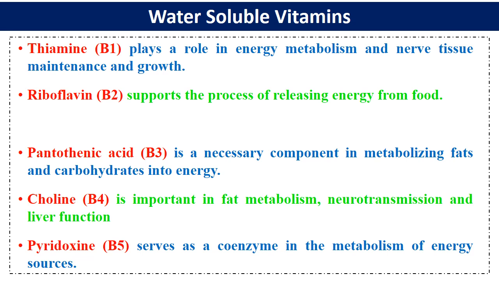Then choline is important in fat metabolism, neurotransmission and liver function. And pyridoxine B5 serves as a coenzyme in the metabolism of energy sources. All these B vitamins are comparatively good sources in meat and meat origin byproducts. So that's how meat and byproducts are a very important component for pet foods.